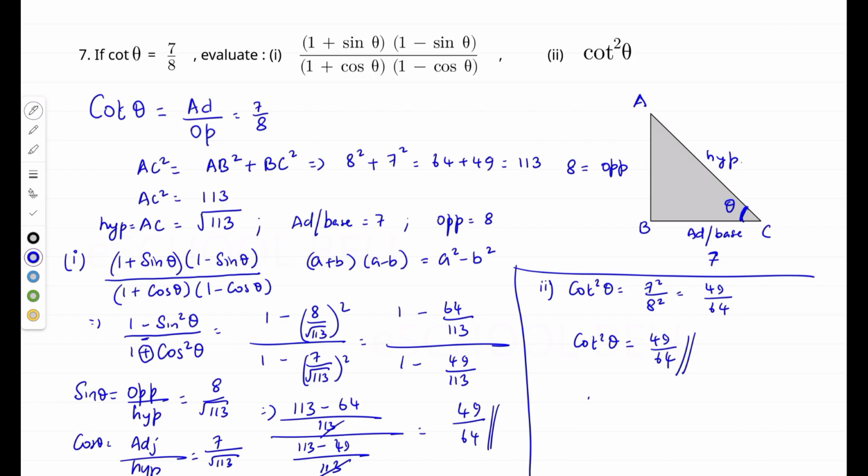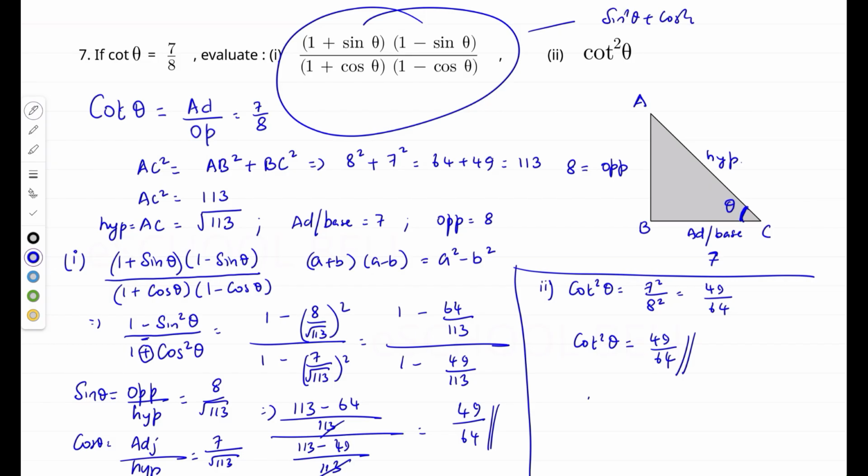You can also do this because this part you can write as 1 minus sine square theta can be written as cos square theta as per trigonometry identity, which is sine square theta plus cos square theta is equal to 1. But since you have not been taught the trigonometry identities, I don't want to use that. We can use this hypotenuse method or the Pythagorean method and solve this particular question.